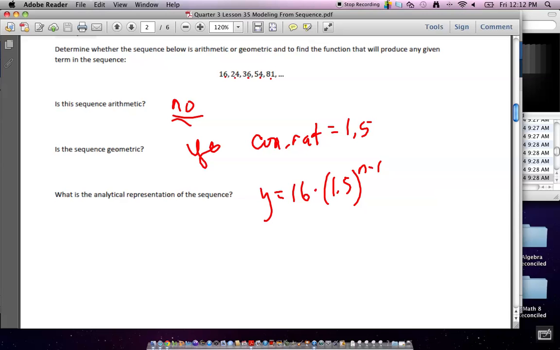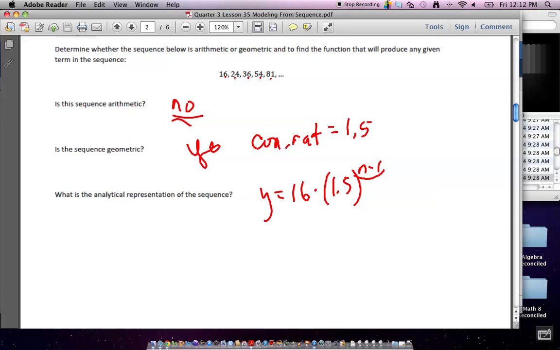Now let's plug in the 1 again for the first term using n minus 1. What's 1 minus 1? 0. What's anything to the 0 power? 1. And what's 16 times 1? 16. So it is frequently the case with a geometric sequence that we're going to have to use an n minus 1 in the formula. We did that with the recursive formulas. Remember, we often needed the n minus 1 instead of just n.